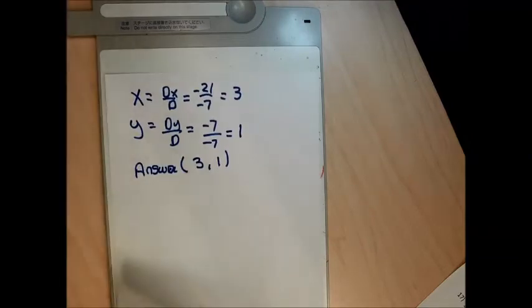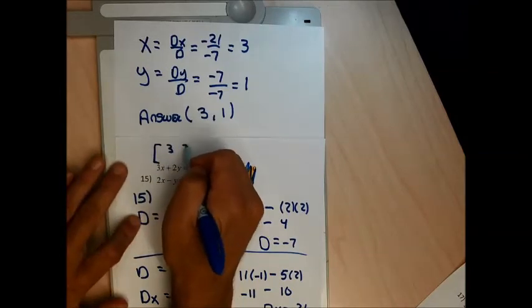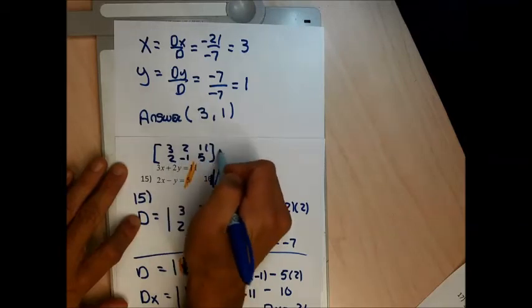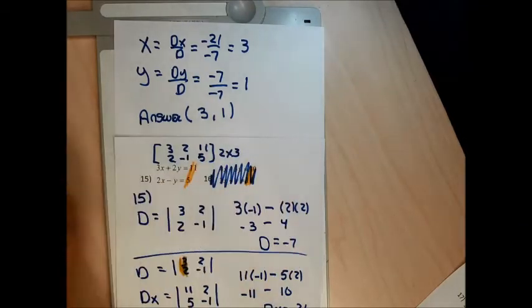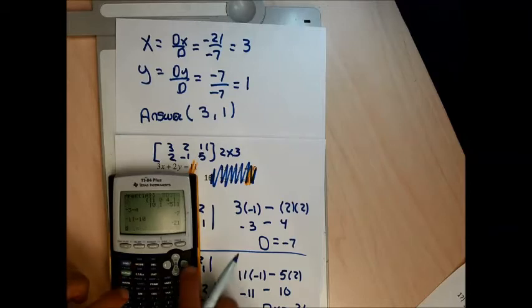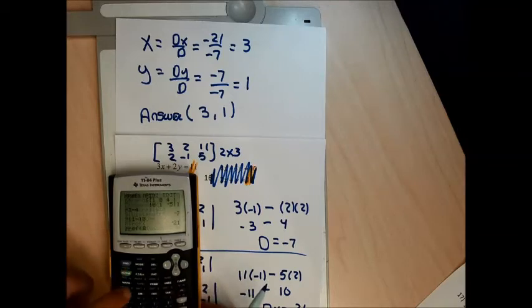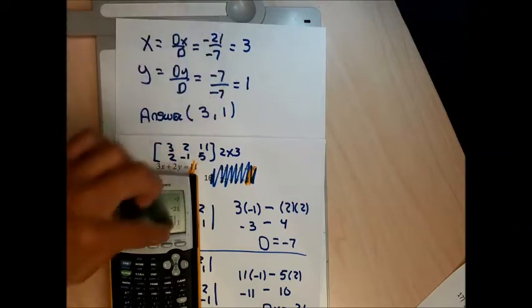Let me check this to make sure I can get that 3, 1. And again, this is optional. It has nothing to do with how the problem is solved, but it's the quickest way to check. So I'm going to enter this as a 2 by 3 matrix and do RREF. So on to my calculator, second matrix, edit, 2 by 3, 3, 2, 11, 2, negative 1, 5. Second matrix, math, down to RREF, second matrix, enter, enter. I see 3 and 1, feel good about that.